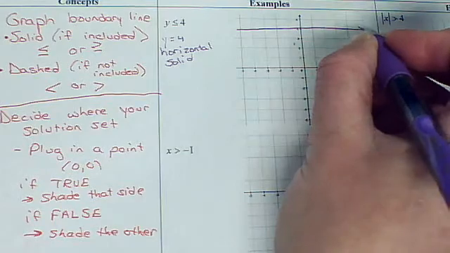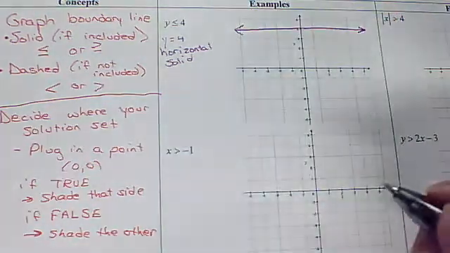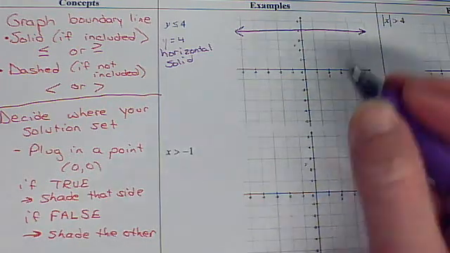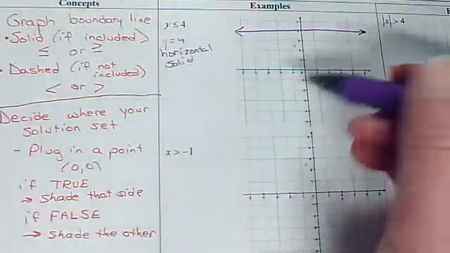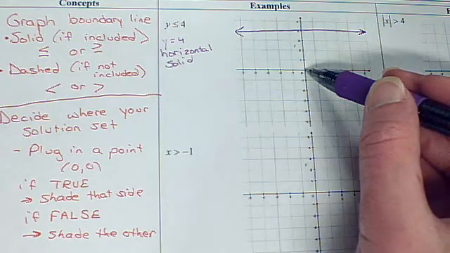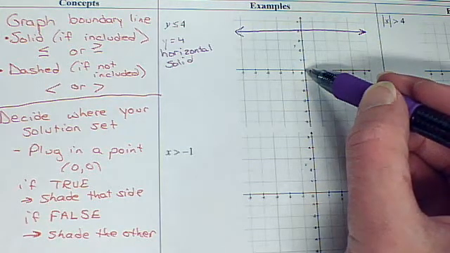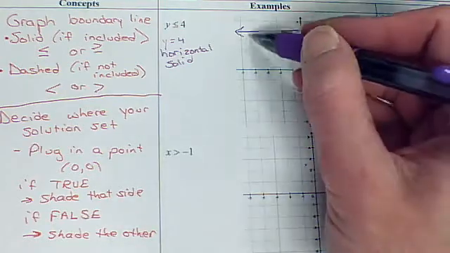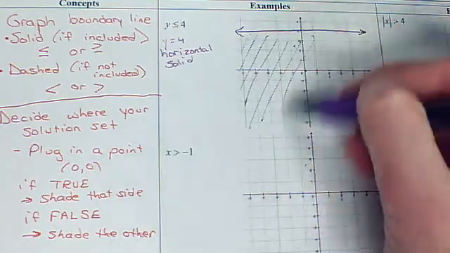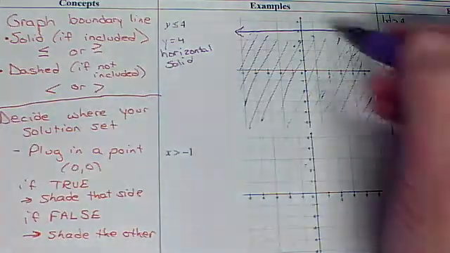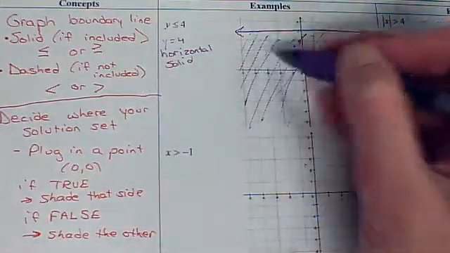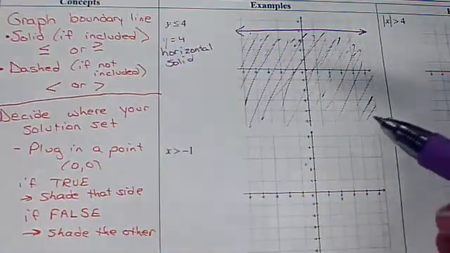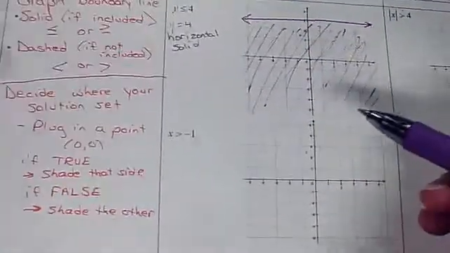Now, what I want to do is figure out which side of the boundary line is part of my solution set. So since we're just dealing with y's, I only need to pick a y value. So let's pick the y value of 0. Is 0 less than or equal to 4? Yes, it is. So this side of the line is our solution set. That means that every single point down here, if I plug in to the inequality, I will get a true statement. That's what it means to be a solution.